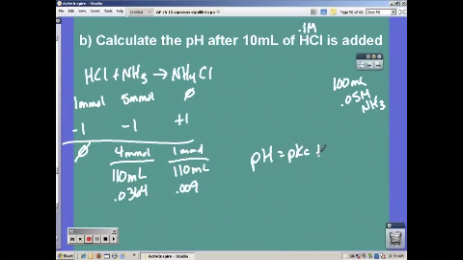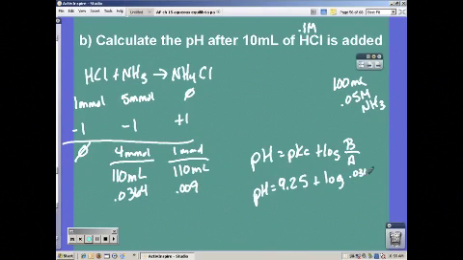So our pH is equal to pKa plus log of base over acid. Okay, again you need pKa, so we need the Ka. And then take the negative log of it, so we get 9.25 plus log of our base concentration over our acid. pH then is 9.86.